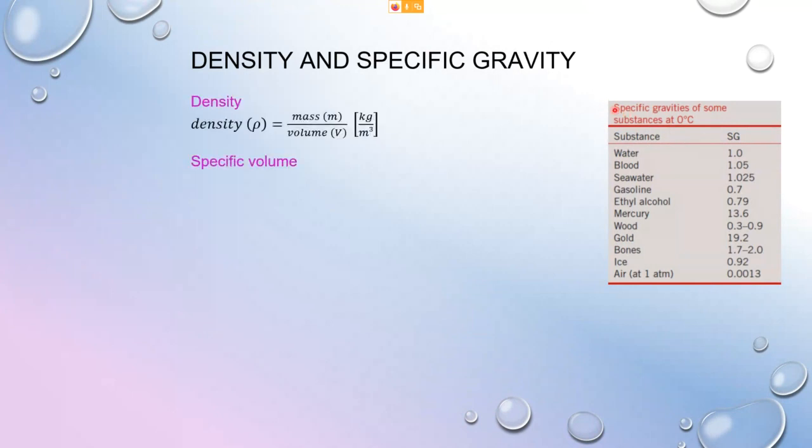So we have density. Most of you know by now, what is density? Density is defined as mass over volume, in kg over meter cube. And what is specific volume? Density is mass over volume, but if you take volume over mass, that will be specific volume. Sometimes we can also say it is the reciprocal of density, so it's 1 over density. Or density is the reciprocal of specific volume. So density can be 1 over specific volume, or specific volume equals 1 over density.